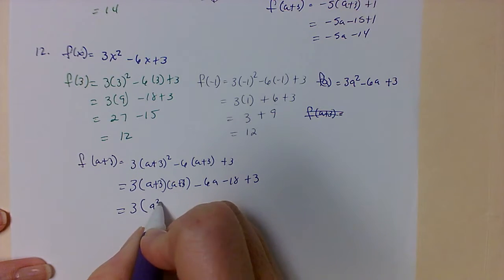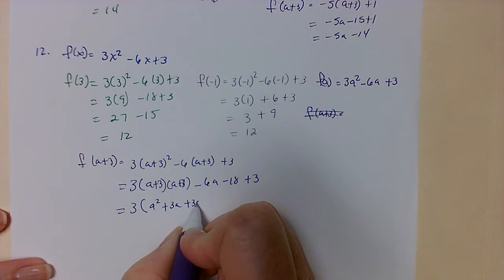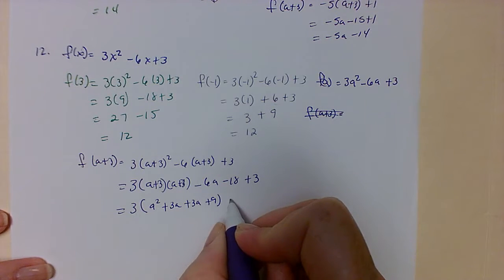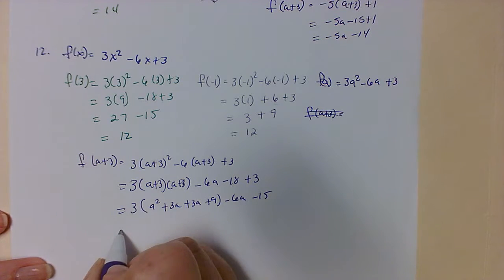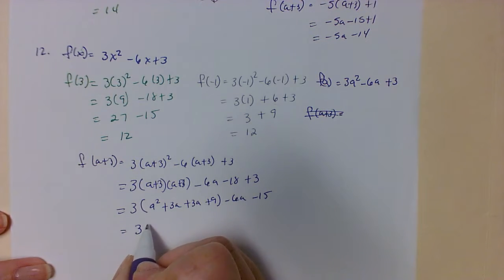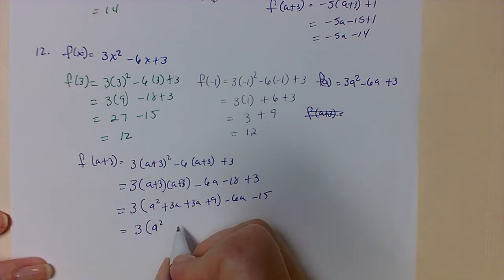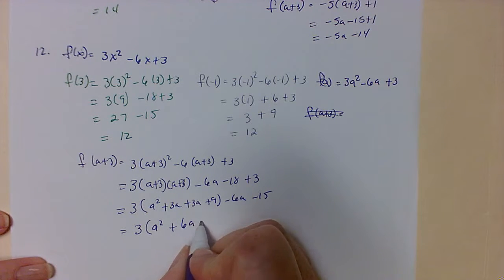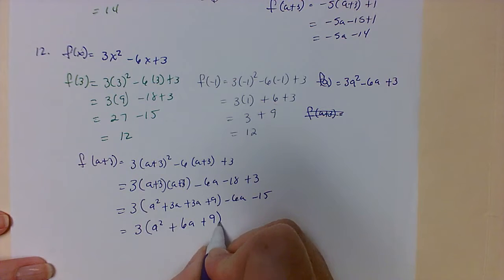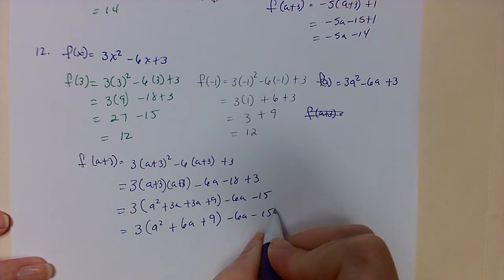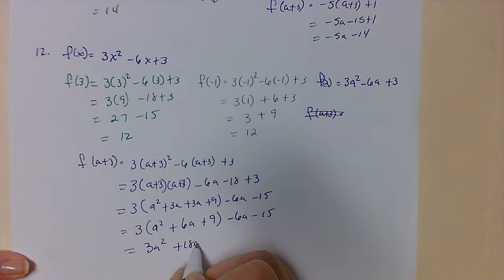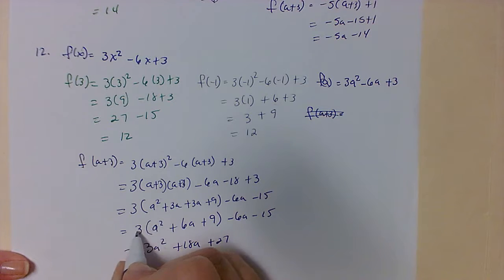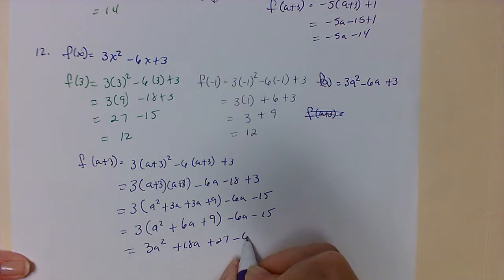So 3 times a squared plus 3a plus 9 minus 6a, and this one is minus 15. So now we'll combine our like terms here. So we get 3 times a squared plus 6a plus 9 minus 6a minus 15. So this gets us 3a squared plus 18a plus 27 after we distribute our 3 minus 6a minus 15.